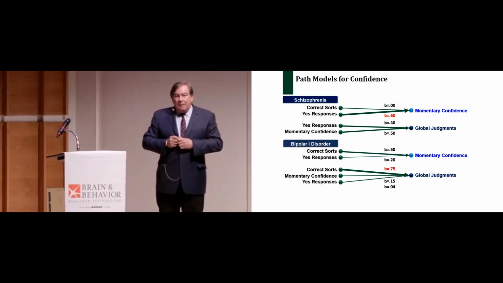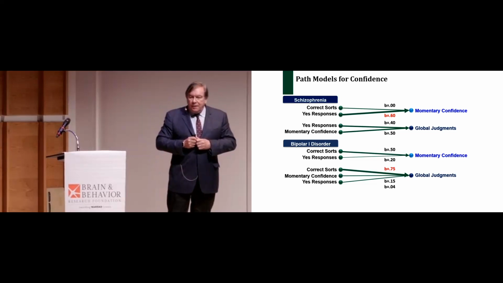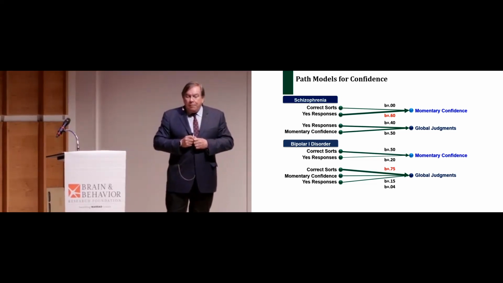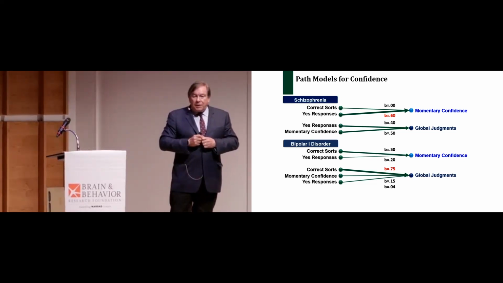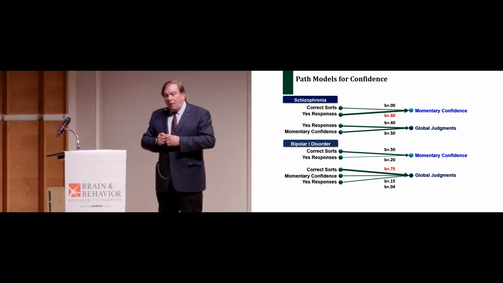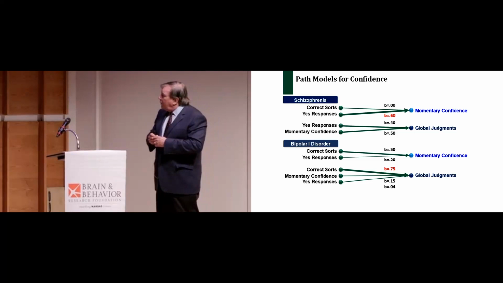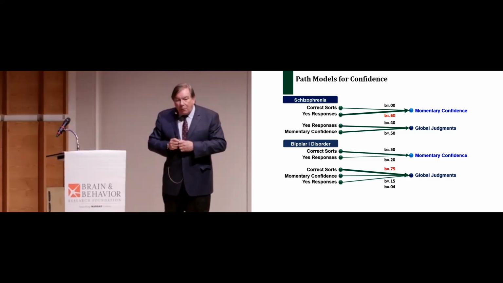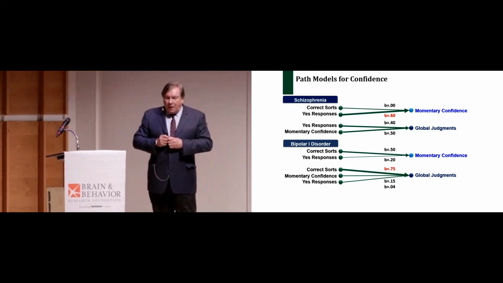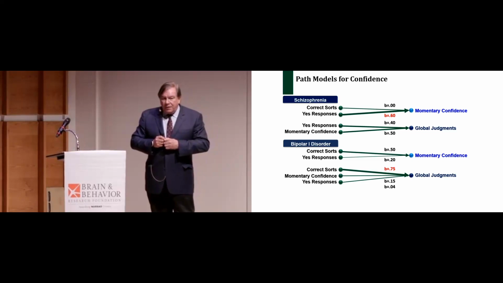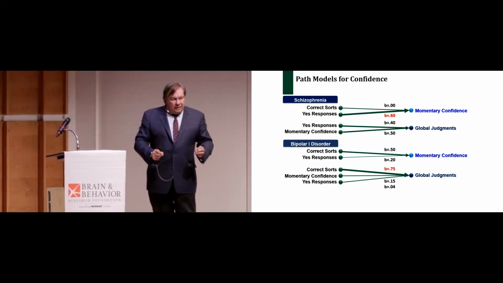When we asked people at the end of the test, how'd you do? The people with schizophrenia gave us a response that correlated 0 with how many times they were actually correct, but was highly correlated with how often they thought they were correct. So it's not like they're responding at random. That 0 correlation is due to basing your decision about your correctness on what you remember about your responding.